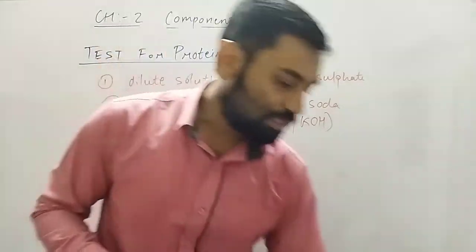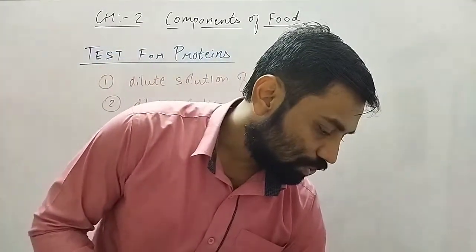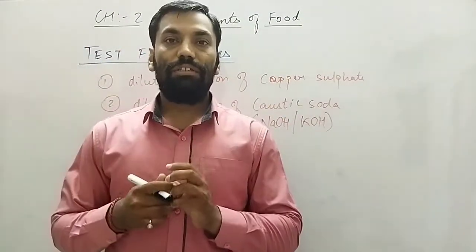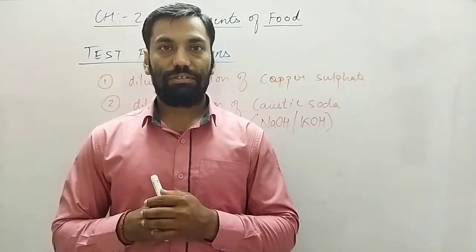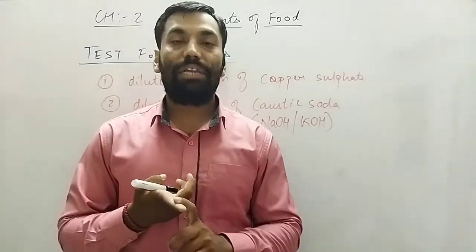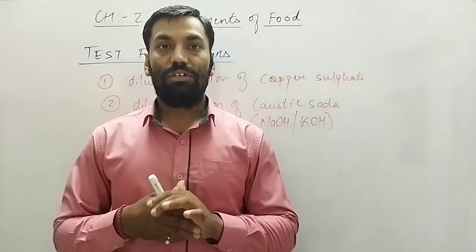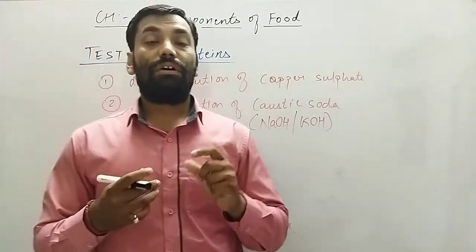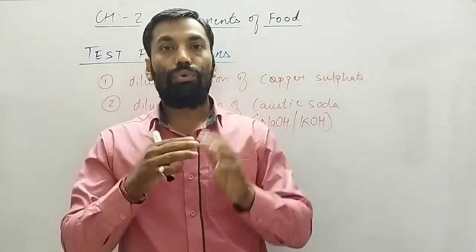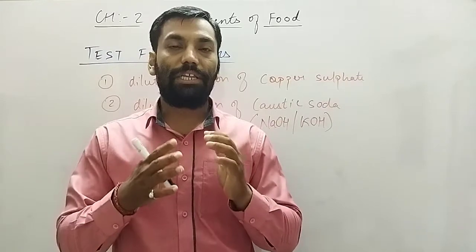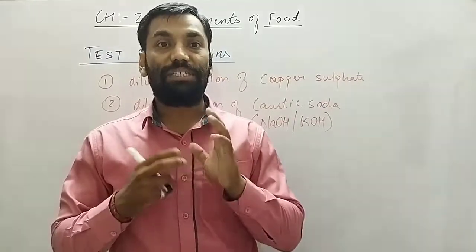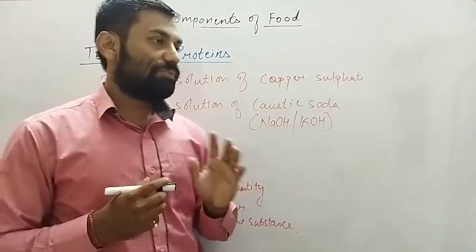Now how will we perform the test for proteins? Firstly, you require the protein substance, that is, a food containing protein, for example milk, egg white, and others. If you have a protein substance in solid form, you have to grind it or mash it. Grinding means breaking into pieces. Mash it and convert it into paste form.